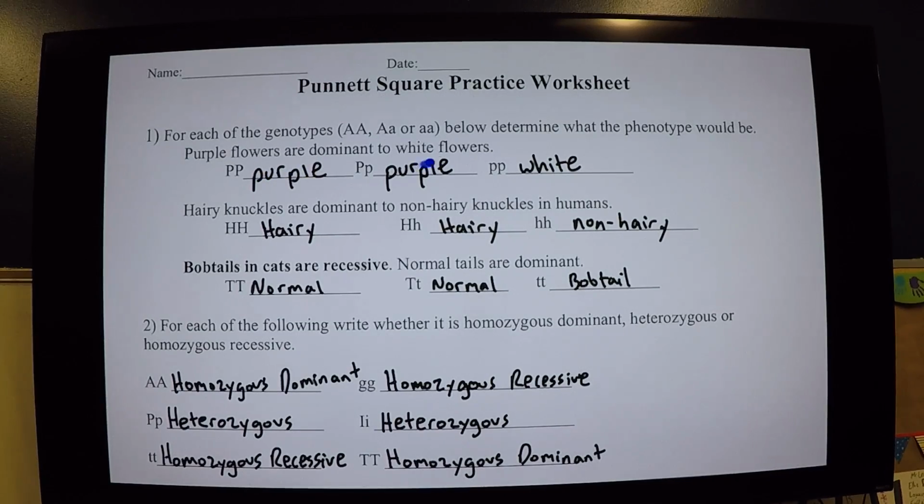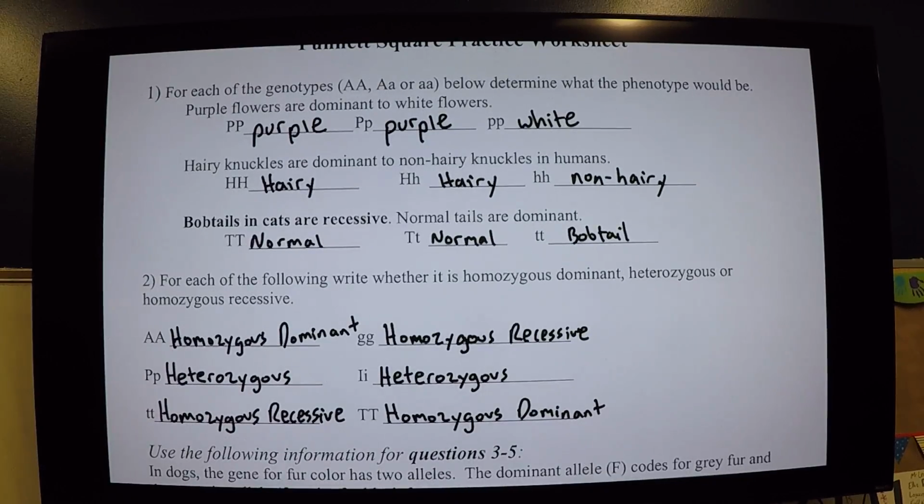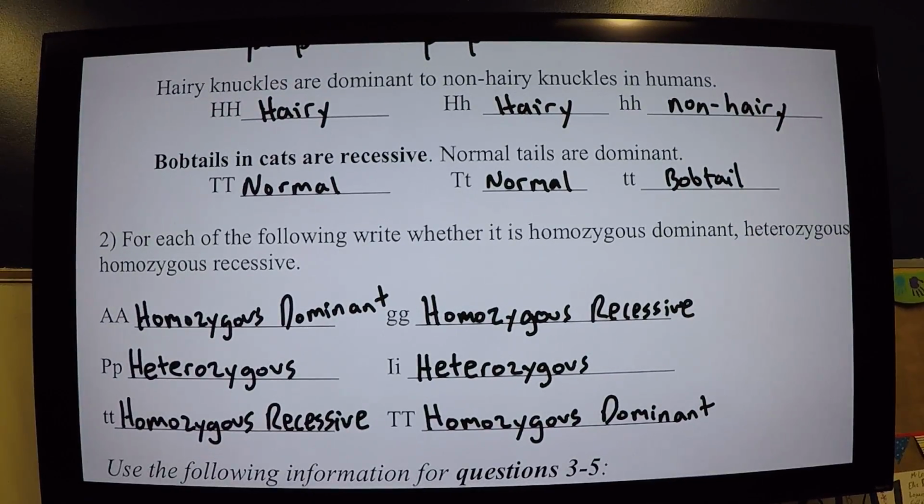What you see, the physical description, purple, white, hairy, non-hairy, that's the phenotype. And the letters themselves are the genotype. If you look through here, you've got a homozygous dominant genotype, a homozygous recessive, this is heterozygous, another heterozygous, a recessive, and a dominant.